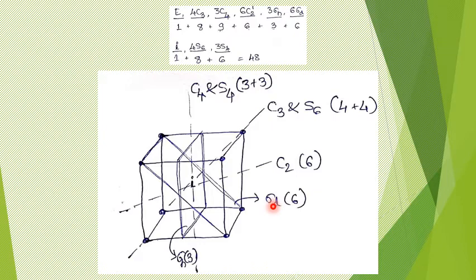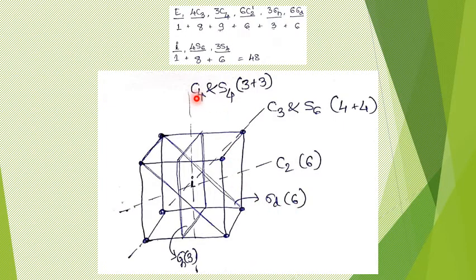So how can those sigma d's be understood? Very easy. We take 2 edges and completely join them, and the plane that joins these 2 edges will serve as a sigma d, because it passes in between the subsidiary axes. In this case, the subsidiary axis will be the C2 axis. Therefore we will have sigma d's, right? And 6 such sigma d's are possible.